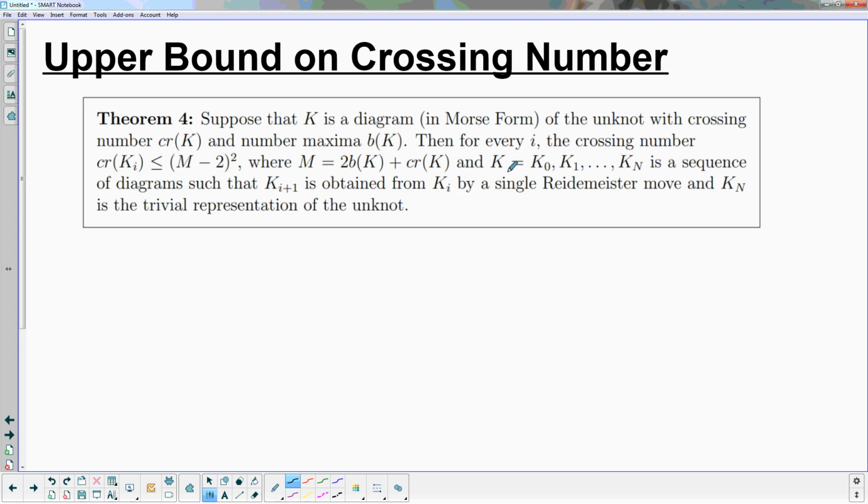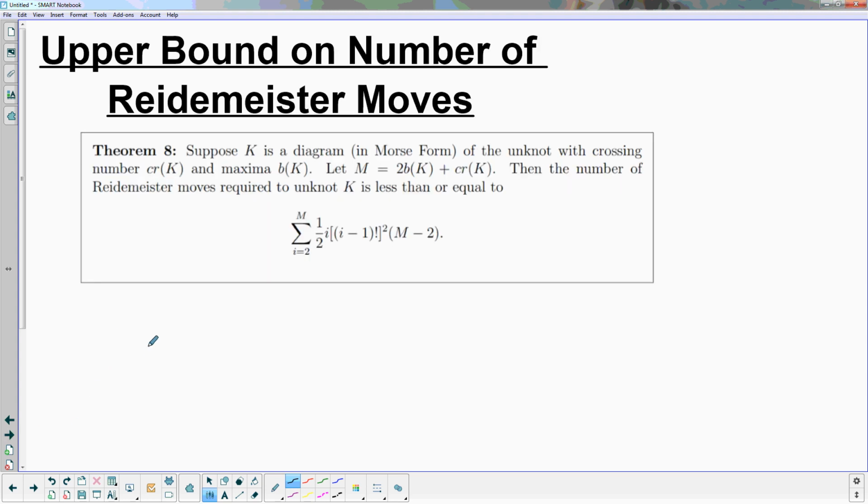That ith form of K is in this sequence of knots where every K_i, or it says here that K_(i+1), is obtained from a single Reidemeister move being done on K_i, and then our ending knot is the trivial representation of the unknot. So that gives us an upper bound on the number of crossings, but what we're really going to focus on is the upper bound on the number of Reidemeister moves.